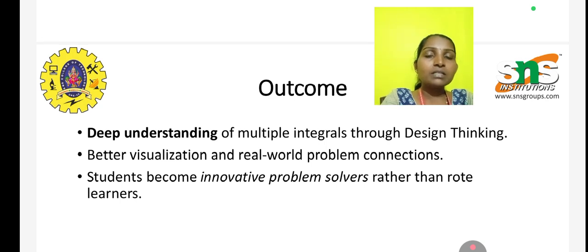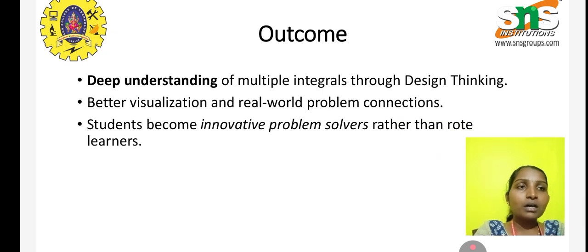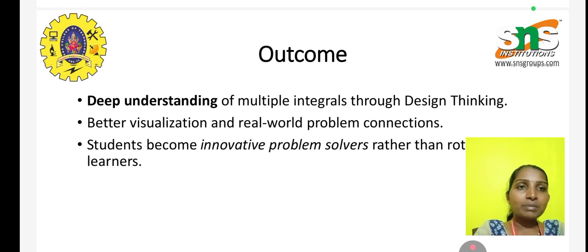What will be the outcome? The outcome is that a deeper understanding of multiple integrals through design thinking can be developed, which means the students will get to know how and when these multiple integrals are applied, and they can visualize it in a greater way. And also better visualization and real world problem connections are noted using the design thinking approach. Students become innovative problem solvers rather than rote learners. Rather than mugging up the whole concepts from the book or the notes which are given, they become innovative problem solvers using this design thinking concept. So this will be the major outcome of the design thinking approach to multiple integrals.